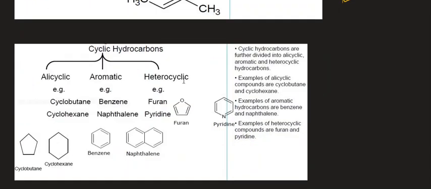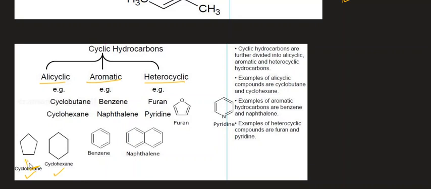Next, cyclic hydrocarbons are classified into alicyclic, aromatic, and heterocyclic. Alicyclic means, for example, cyclobutane. Cyclohexane: hexa means 6 carbon atoms in a cyclic structure. Similarly, buta means 4 carbon atoms, so this is a ring structure with 4 carbon atoms: cyclobutane. This is called cyclopentane because it has 5.